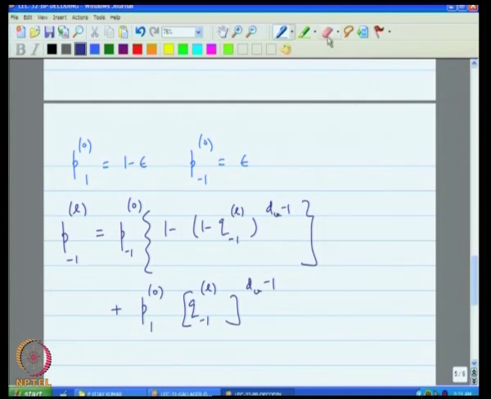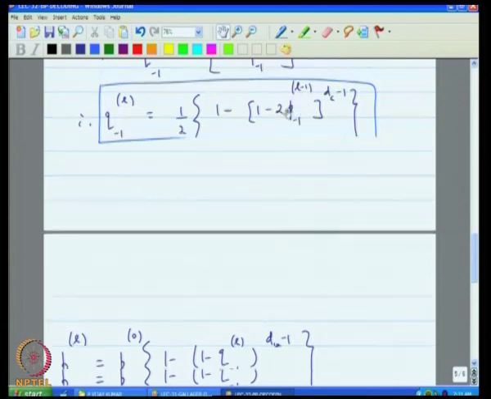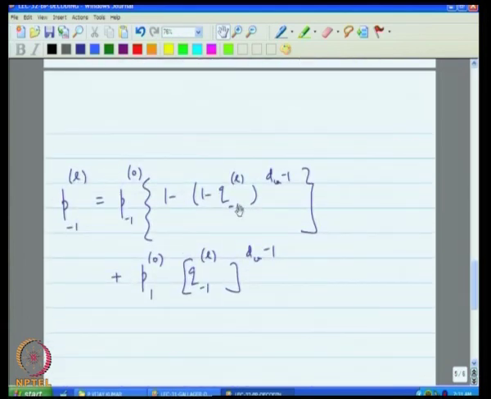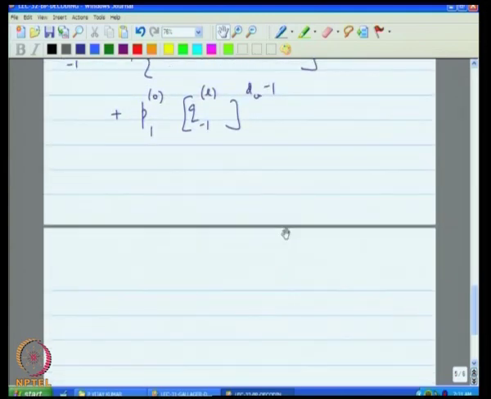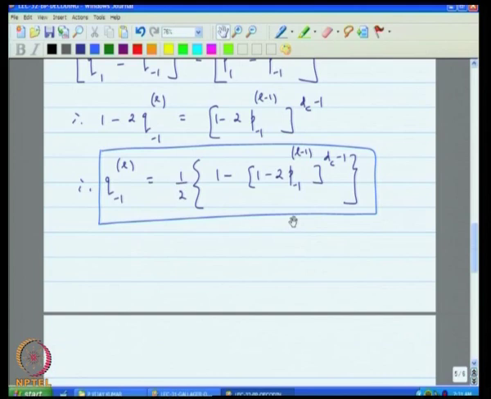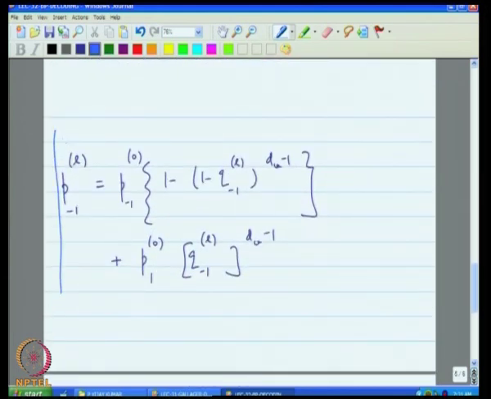So we actually have an expression for Q minus 1 of L in terms of P minus 1 of L minus 1, and now we have P minus 1 of L in terms of Q minus 1 of L. Okay, if we put the two together, let us call this 2, and let me call this 3.